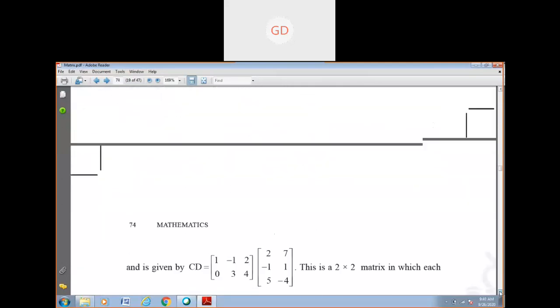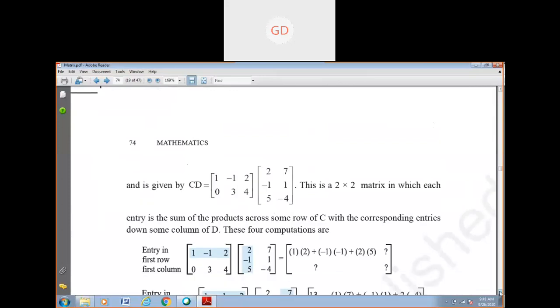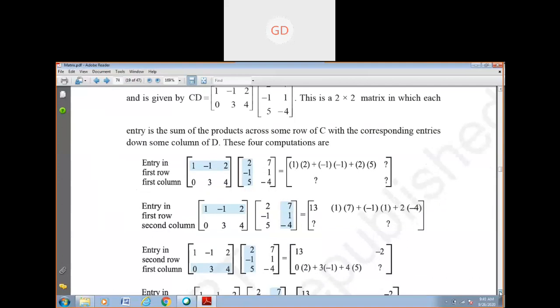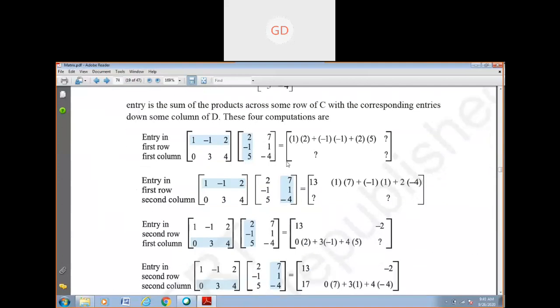Now, how to write the elements? The rule is this one. Observe very carefully here. The first one is C and the second one is D. And here we have to multiply like this: first row into first column. It gives us the first element of the first row. First row into first column gives one element, and this element is at the one-one position.